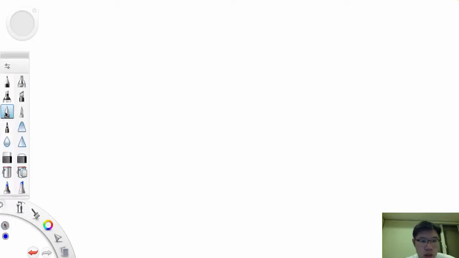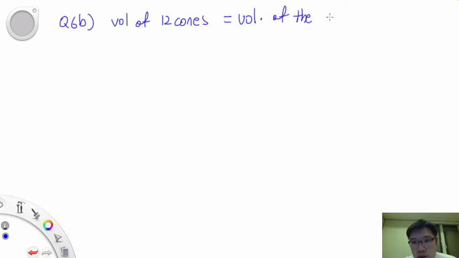Now for the last part, they talk about the 12 cones, and they say that the solid structure actually melts to produce those 12 cones. Then this means that the volume of the 12 cones is actually equal to the volume of the solid structure.